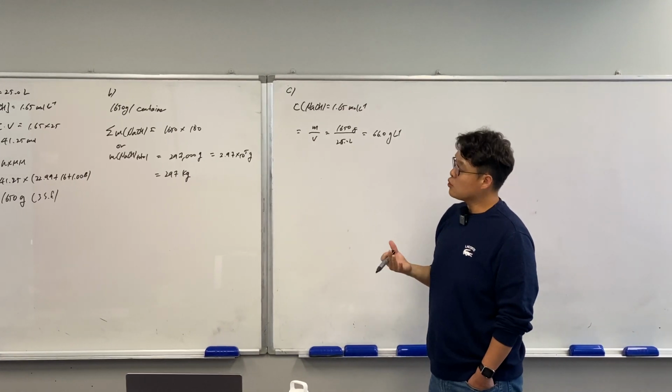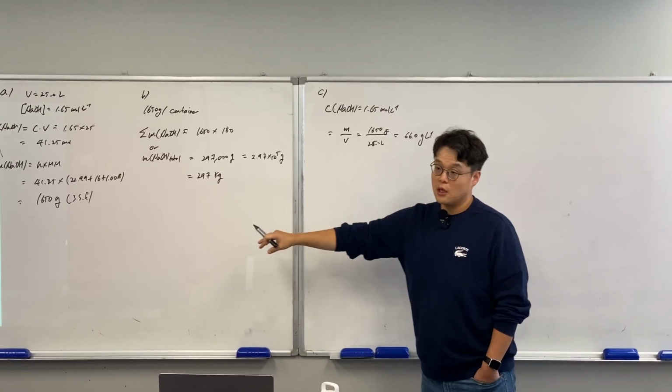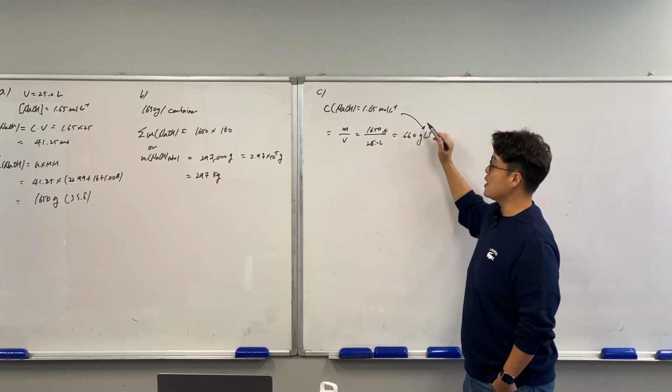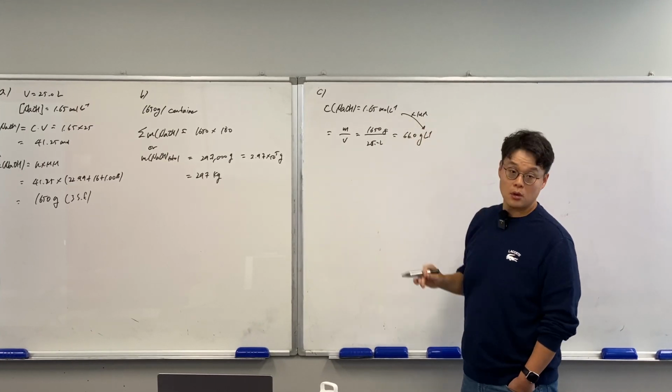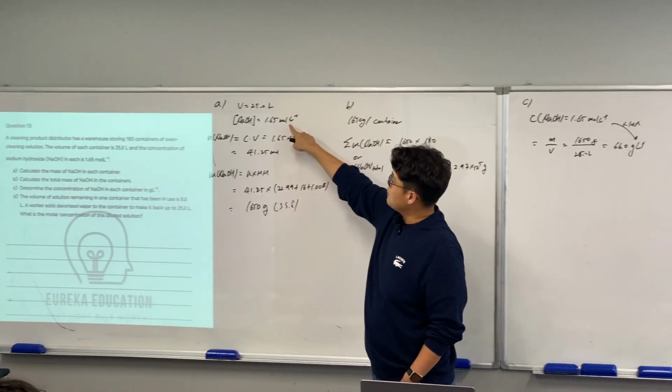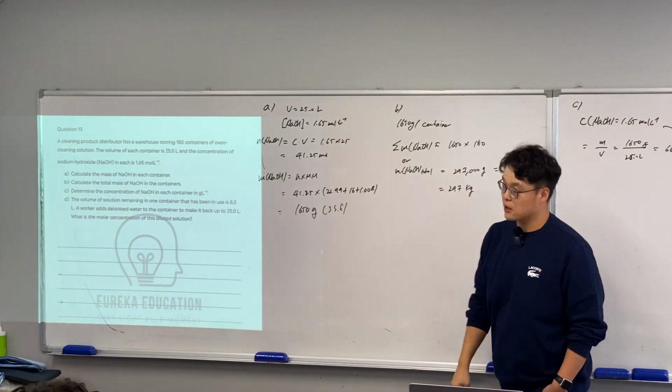But in a case where you're not given the grams, if you want to convert mole per liter to gram per liter, what do we need to do? We times by the molar mass. So in other words, just 1.65 times that, then divided by the volume, and you would get the same answer too.